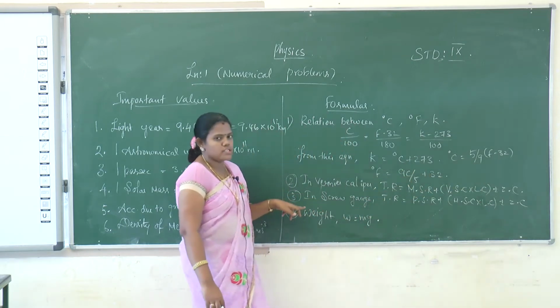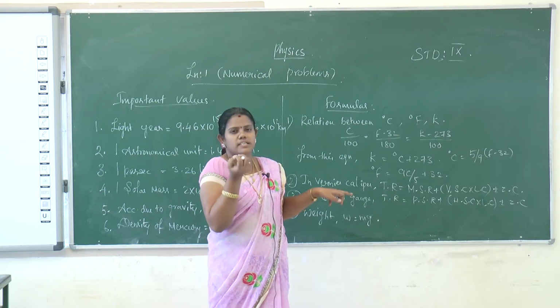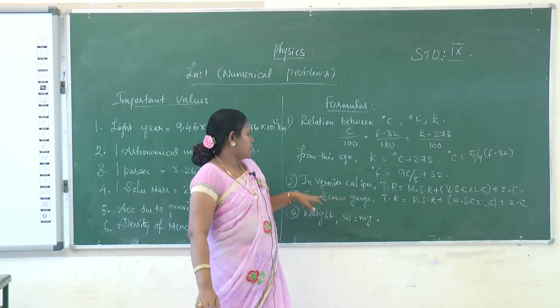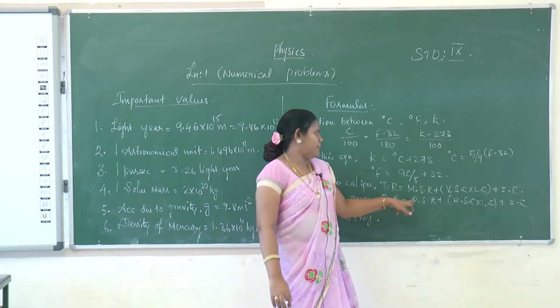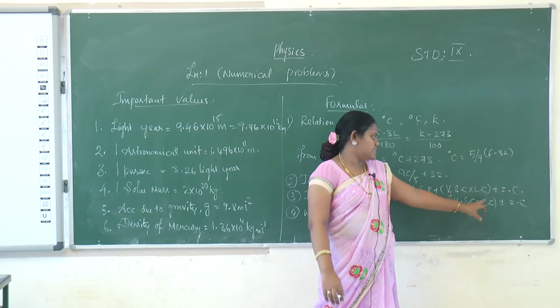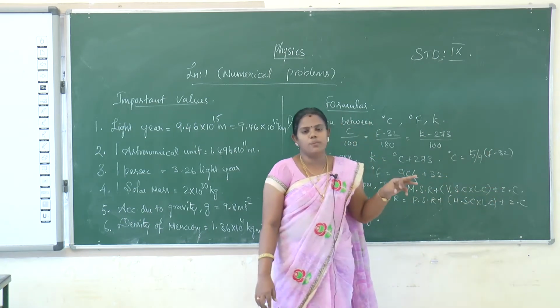And the screw gauge is used to measure the thickness of a thin coin or thin metal sheets. The total reading is equal to PSR, pitch scale reading, plus head scale coincidence into least count, plus or minus zero correction. The least count of the screw gauge is 0.01 millimeter.